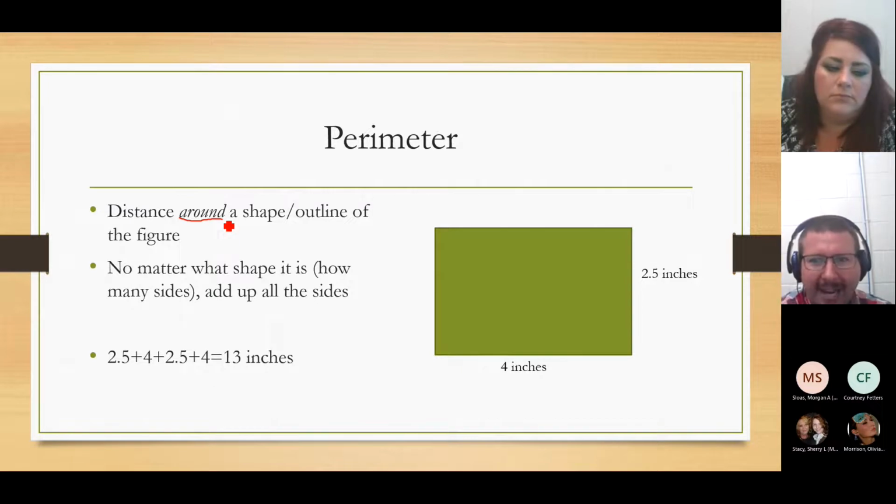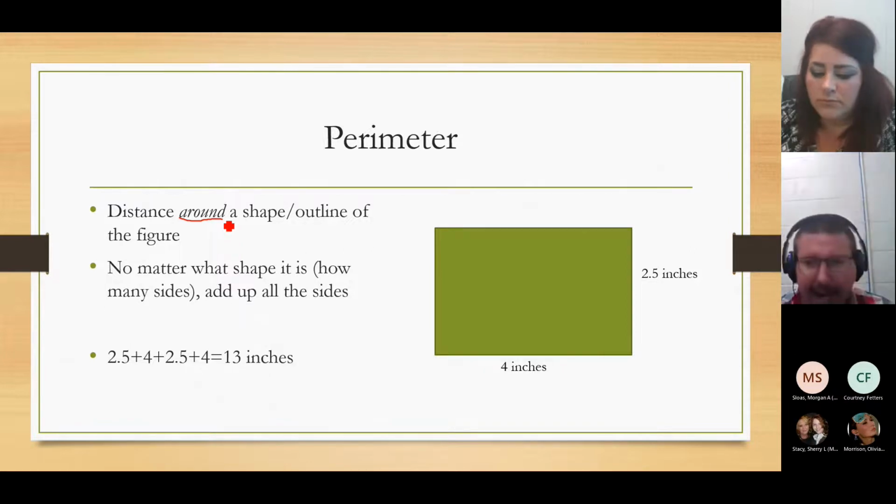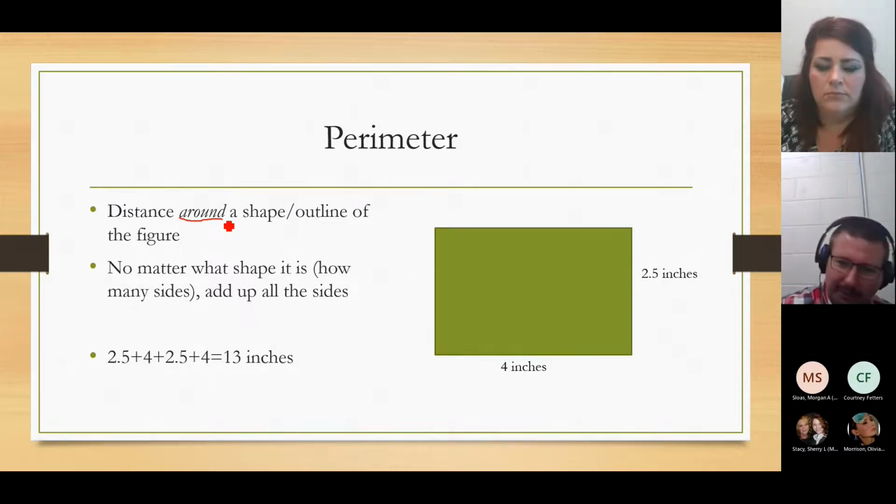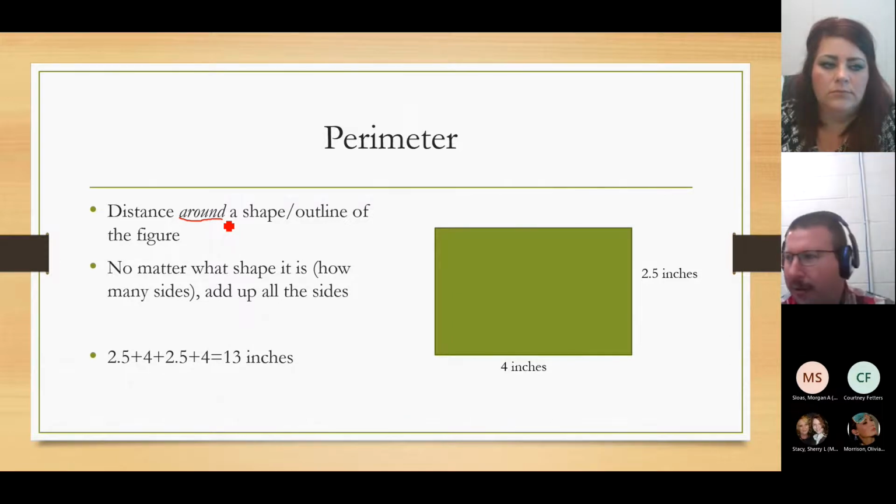And you have to add up all the sides. So in this rectangle, I've only given you two sides. Don't add up just those two sides, because the perimeter is all the sides. So in your calculator, you would add up 2.5 plus 2.5 plus 4 plus 4. You add all the sides up, and you will get 13.